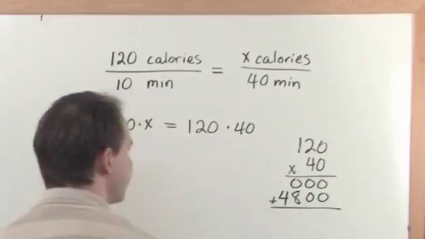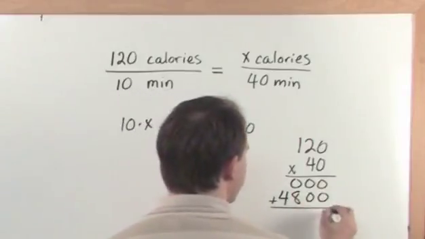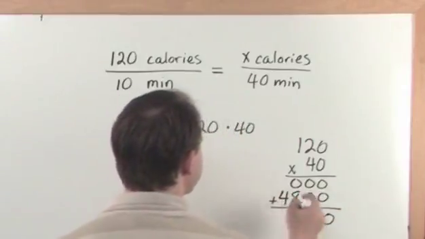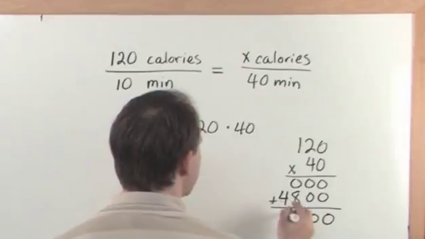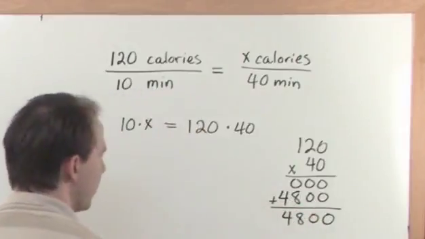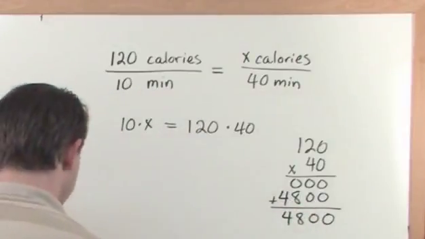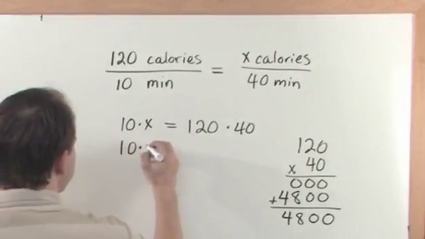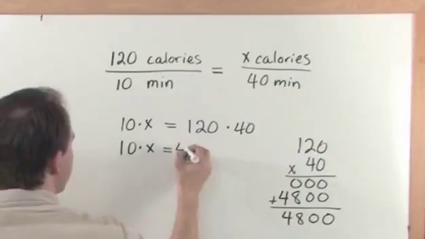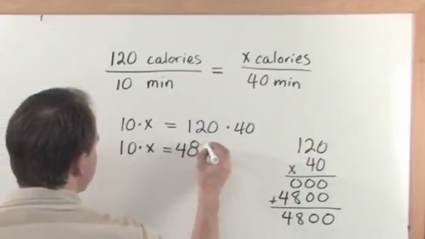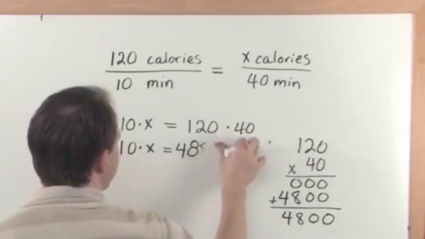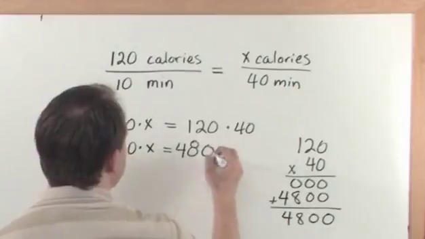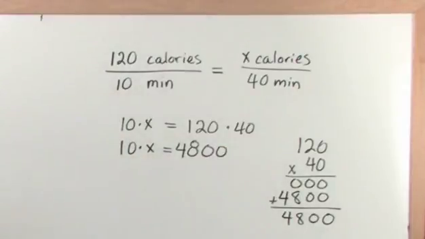And I add them up. 0 plus 0 gives me 0. Got a 0 here. 8 plus 0 is 8. 4 plus 0 is 4. So it's 4,800. Okay, 4,800. So what I have on the left is simply my 10 times X, because I can't do anything with that, equals 4,800 on the right-hand side.